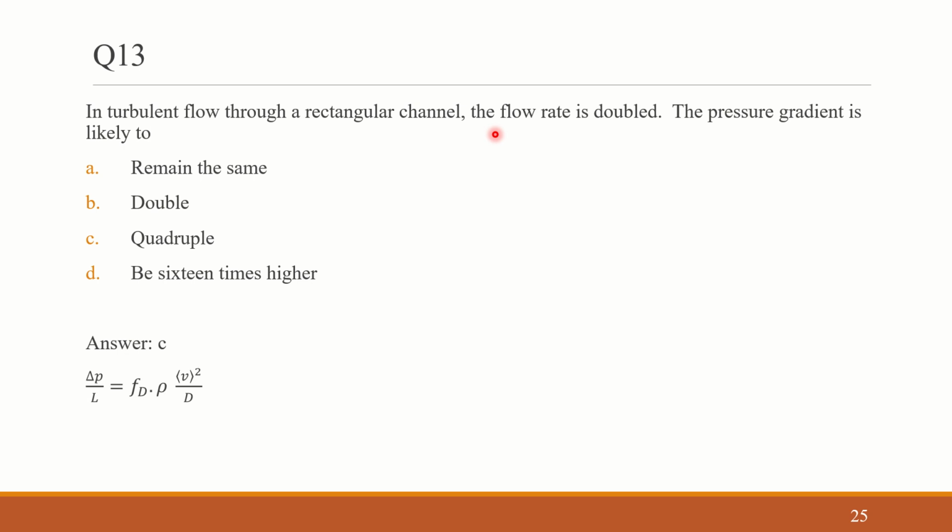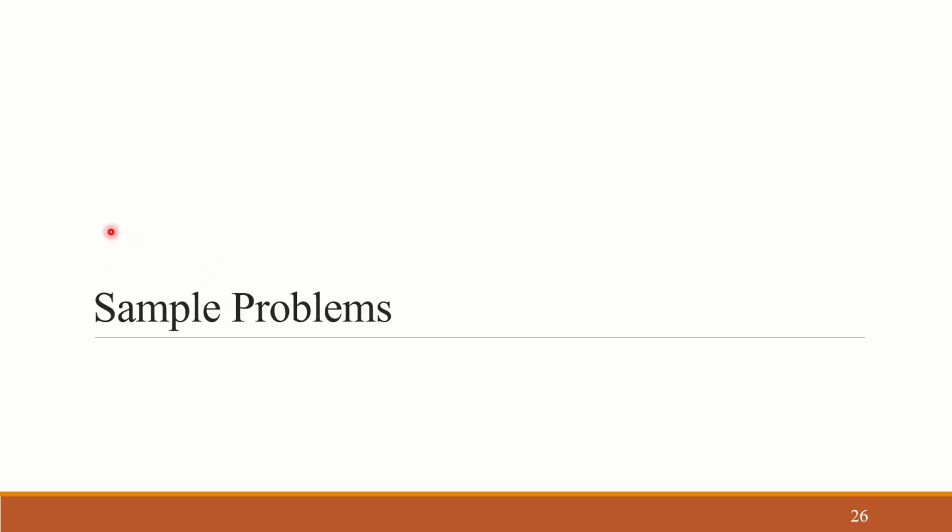How? Pressure gradient, delta P by L, is equal to f_D, the friction factor, into rho into V square by D. V is a function of flow rate. So if flow rate is doubled, since it is a square, 2 times 2 is 4. So the pressure gradient is likely to quadruple. Option C is the right answer.